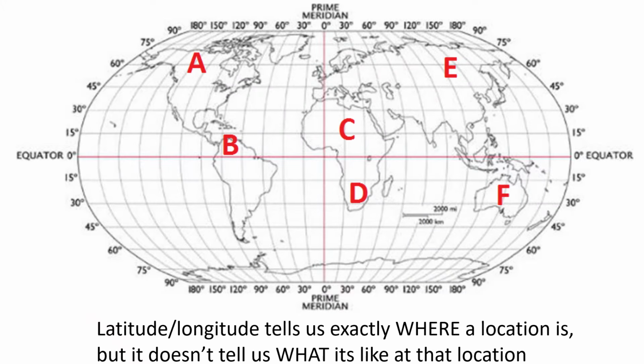First of all, let's talk about what we already know. We got this idea of latitude and longitude, and we know exactly where we are on the planet, and the map scales can help tell us the distance between any 2 points on the planet. But what we're not able to tell at this time is what is it like at that particular location based on the map. We just know where it is and maybe how far it is from someplace else.